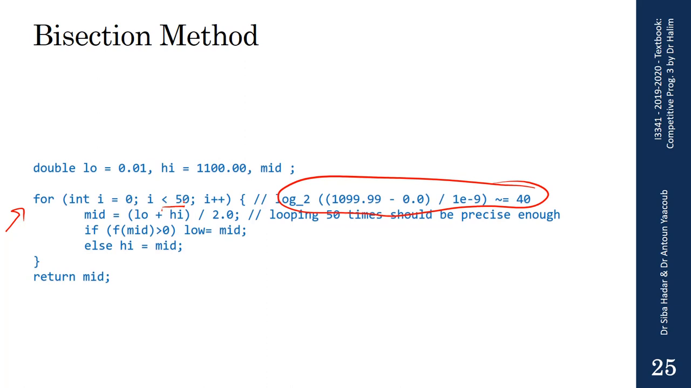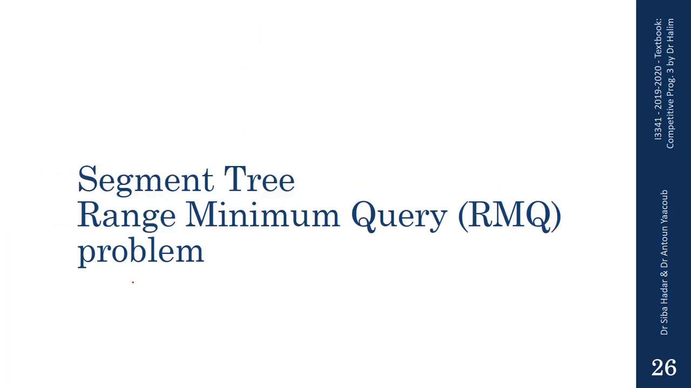At each iteration, we calculate the middle, which is low plus high over 2, and then we check if the function of the middle is greater than 0. It means that I need to pay more, so low would be equal to middle, otherwise high will be equal to middle. After these 50 iterations, the middle will contain the exact value of D. So this is the bisection method.